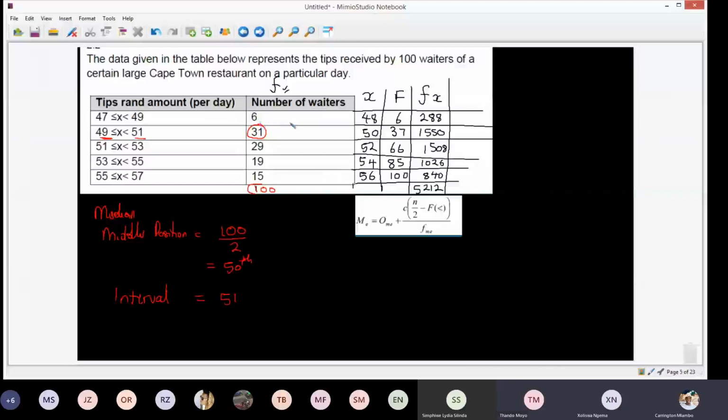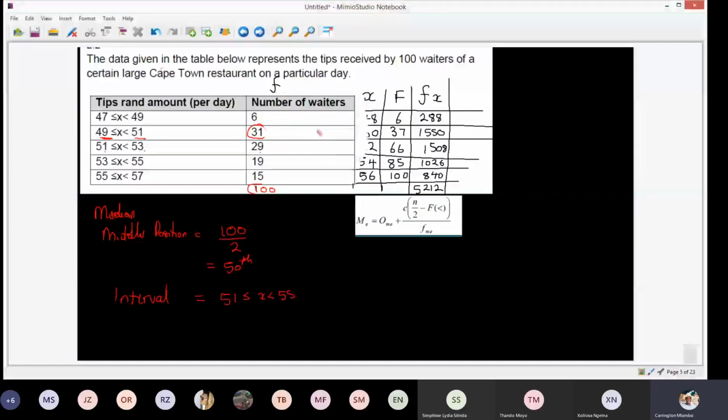Right. Okay. In this point, we have 6, right? Then plus 31, we are at 37. We haven't even reached 50. But if we say plus 29, now we are at 66. So do you see that it lies within this interval, from 37 until 66, which is 51 to 53? So you just need to find where position number 50 lies, and if it lies within this interval, then you are done. Just need to find where it lies in this interval, right?